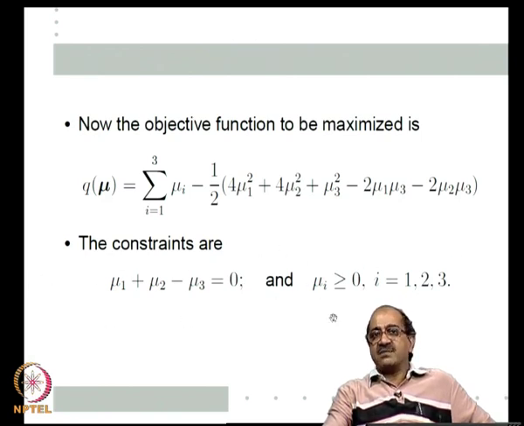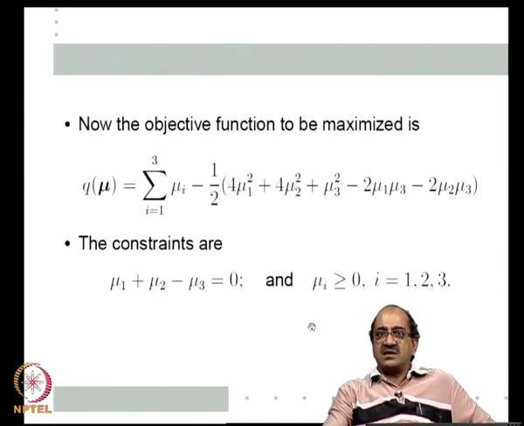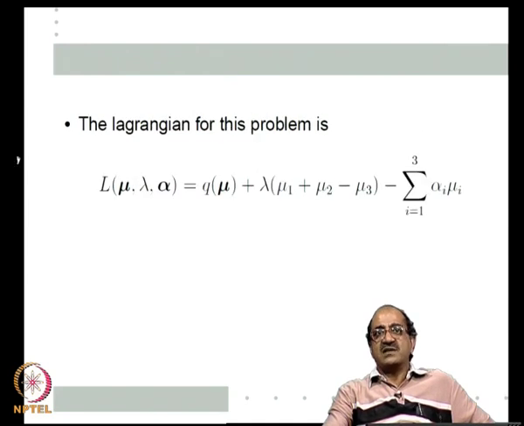I have 3 more Lagrange multipliers, since I have to write this constraint as minus mu I less than or equal to 0. So, ultimately I get my Lagrangian as q mu plus lambda times the one constraint minus the sum of alpha I mu I, where alphas are the 3 Lagrange multipliers for these 3 constraints. That is my Lagrangian.